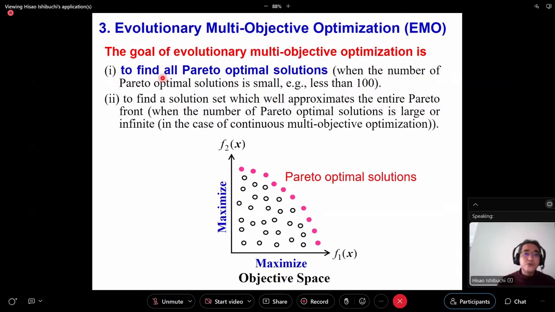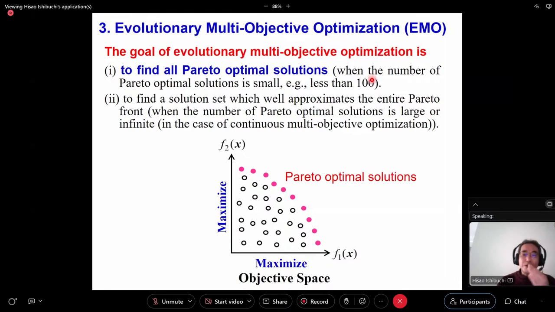Now, let us move to evolutionary multi-objective optimization. The goal of evolutionary multi-objective optimization is to find all Pareto optimal solutions. This is a very simple explanation. In this figure, we want to try to find all of these pink solutions. And this is the goal of evolutionary multi-objective optimization.